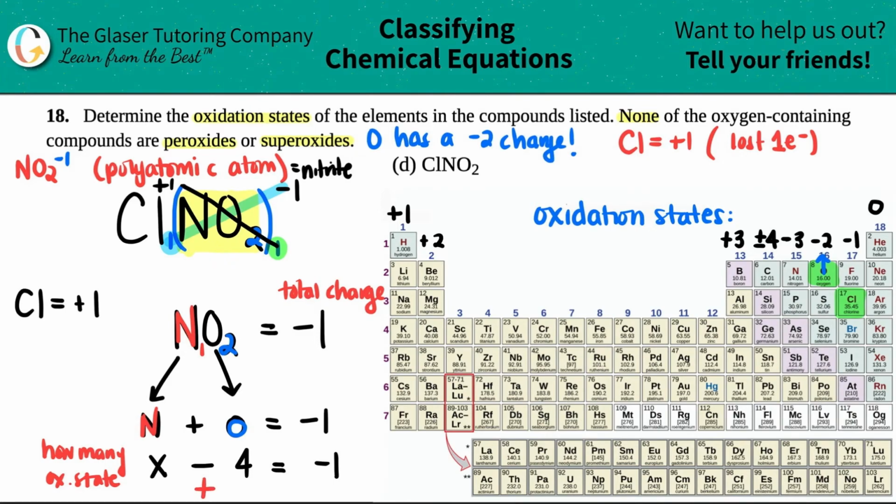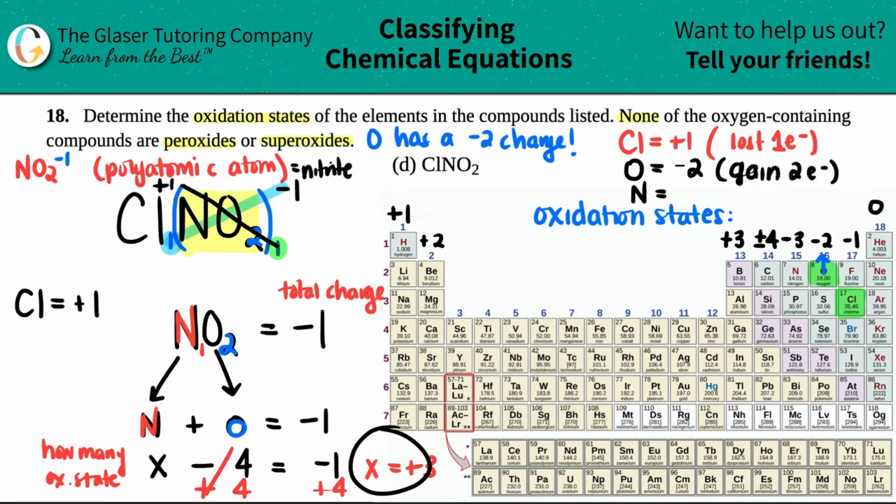So let's just do algebra. Plus 4 on both sides, plus 4. This cancels out. And X actually equals a +3. And that is the oxidation state of the nitrogen. That's what the X was. So we solved the puzzle. We know that oxygen was a -2. So that means that all of them gained 2 electrons. And the nitrogen, which we found out, was a +3. It lost 3 electrons. And that is your final answer.